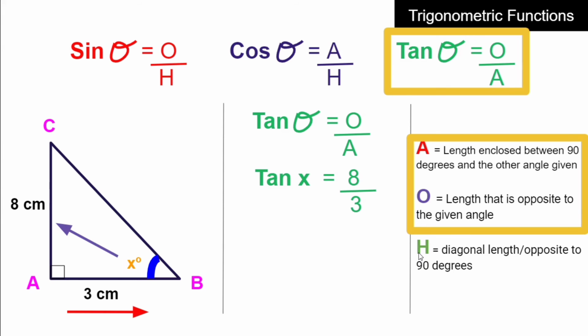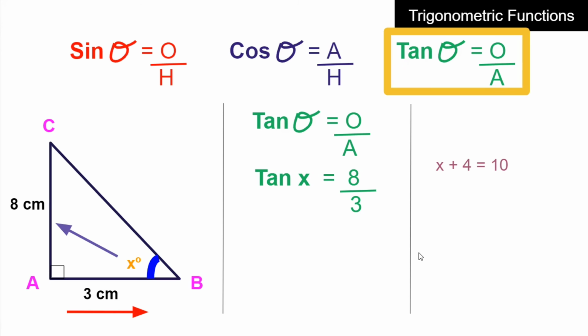Now here's an interesting concept. Now let's suppose I have x plus 4 equals 10. If I tell you I want the value of x, what's the one thing that you do? You grab your 4 to the other side. Now 4 is positive on this side. When it goes to the other side, it becomes negative. So I'm going to be writing x equals 10 minus 4, right?